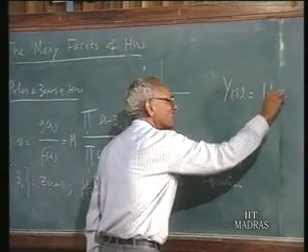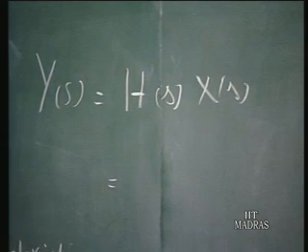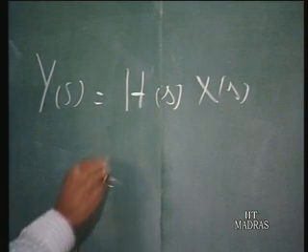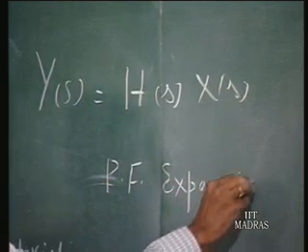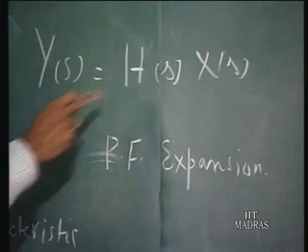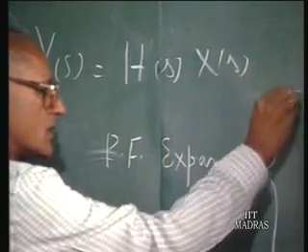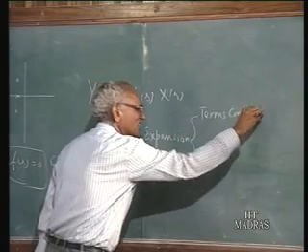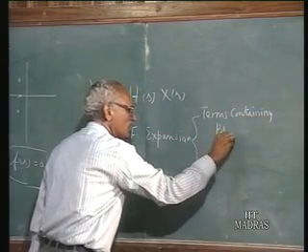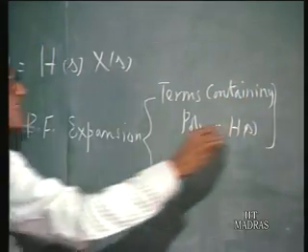And when you talk about y of s here, your h of s times x of s, and you make the partial fraction expansion of y of s, it will involve terms containing poles of h of s, and terms involving poles of x of s. In the partial fraction expansion, the terms containing poles of h of s represent the natural frequencies of the system.